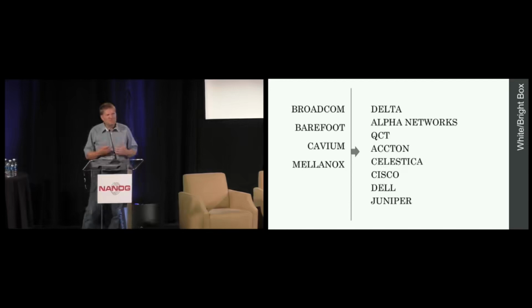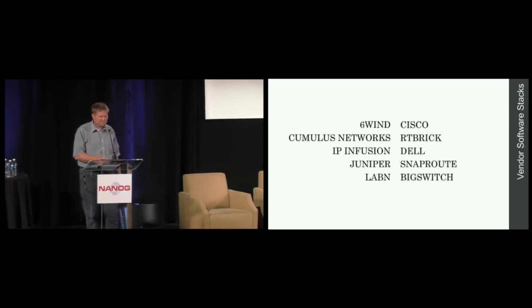These folks supply hardware chipsets not only to the major vendors, they also supply them to white box people as well, like Delta, Alpha Networks, QCT, Accton, Solistica. Believe it or not, you can buy what is effectively white box from Cisco, Dell, and Juniper as well. So if you know the right people to ask and you know the right way to go about doing it, you can buy what is effectively white box or bright box from them as well, and they'll even provide you with TAC support and whatever else you need.